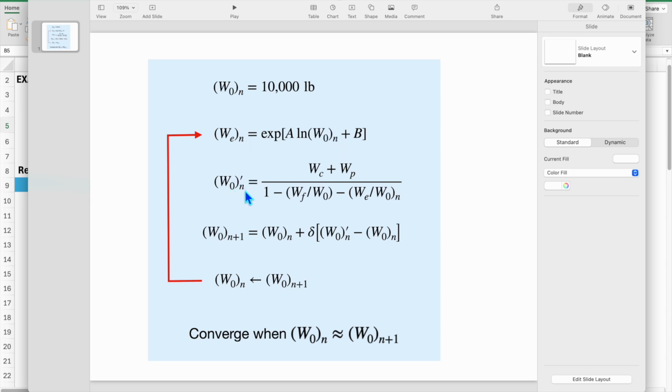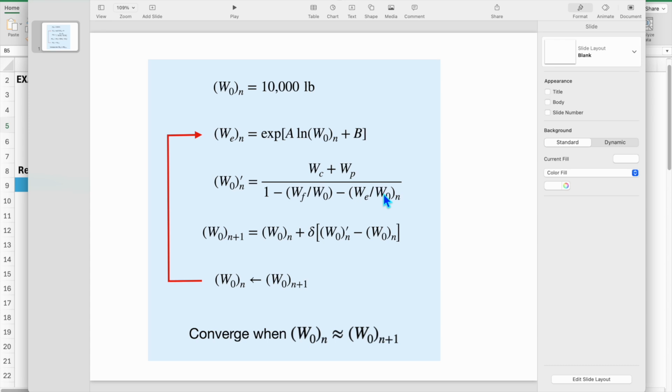And then I'm going to have this n prime. It's just an intermediate calculation of my gross weight. So it's still for that first guess, and it's based off of the first guess values, WE over W naught n, right? So calculate it from here. So I have these two values. This ratio is just the second line divided by 10,000 pounds for my first guess.